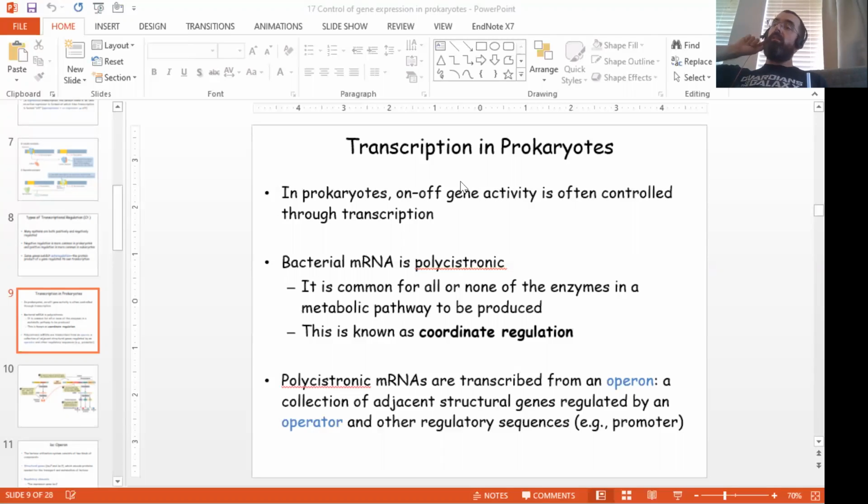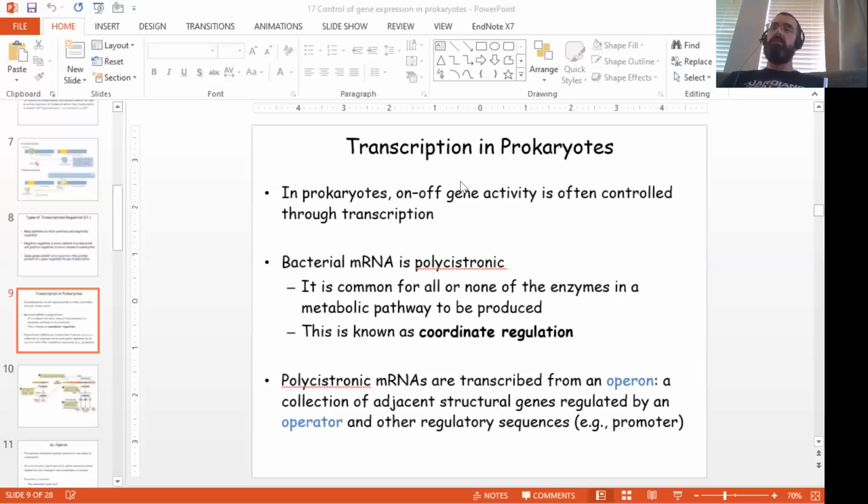Okay, so to remind you again, bacterial mRNA is polycistronic. So all of the genes typically in a metabolic pathway will be organized into an operon, and from that operon, you will get one single mRNA transcript, which will contain the cistrons or the coding sequences for each of those genes. So it's a very neat way of controlling expression of all the things that you need to be expressed for a given process or task. And that's called coordinate regulation.